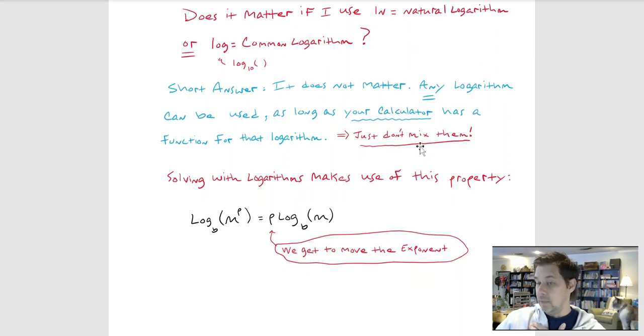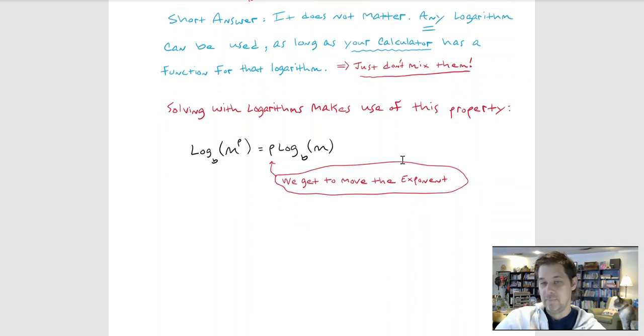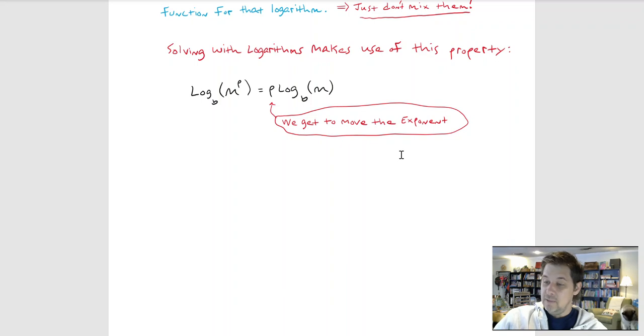But don't mix them up. Pick whichever one you're going to use and use it. Other than that, it doesn't matter. But since I'm going to make the video, I'm going to show you an example, and I'm going to mention what about logarithms allows us to solve these equations.